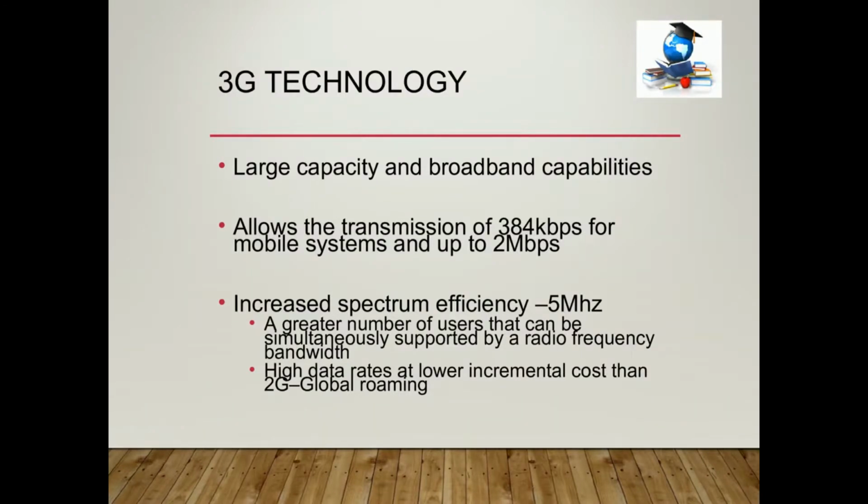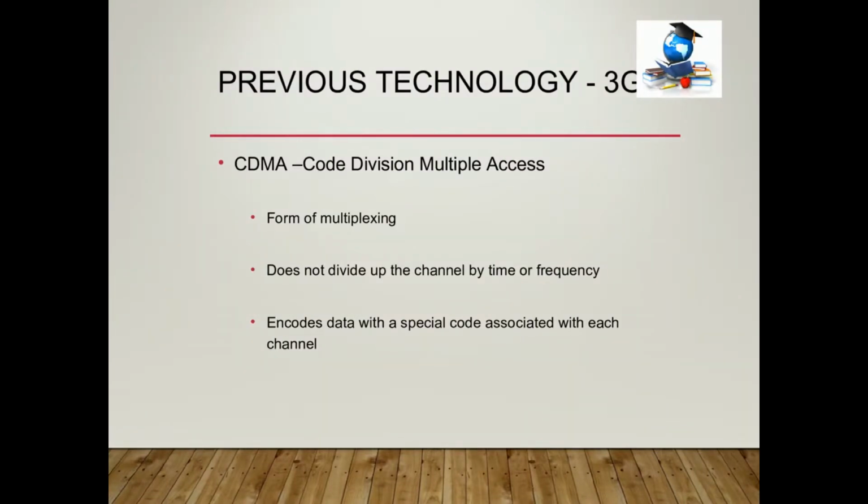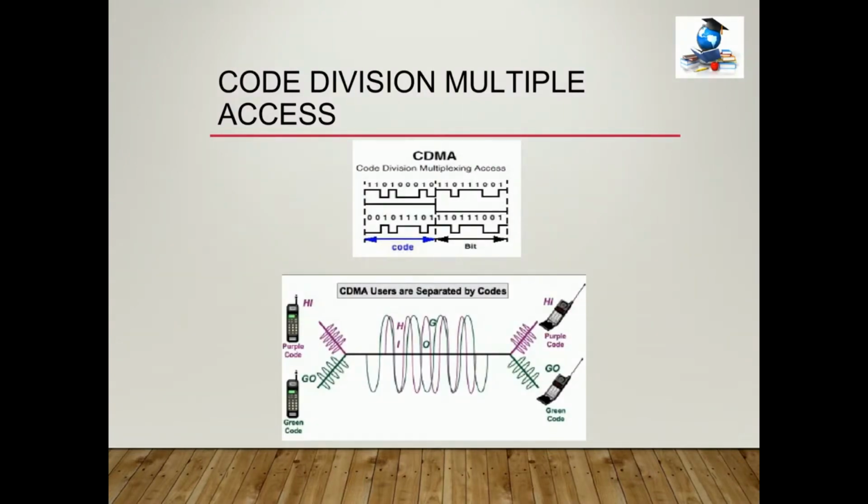3G technology. Large capacity and broadband capabilities. Allows the transmission of 384 kilobits per second for mobile systems and up to 2 Mbps. Increased spectrum efficiency, 5 MHz. A greater number of users can be simultaneously supported by radio frequency bandwidth. High data rates at lower incremental cost than 2G. Global roaming.